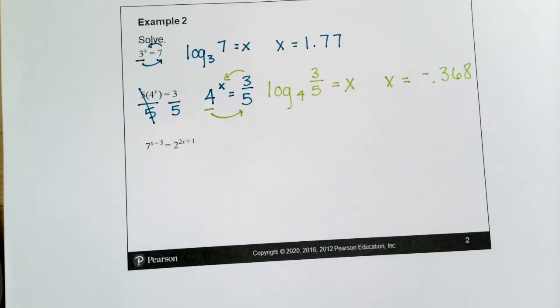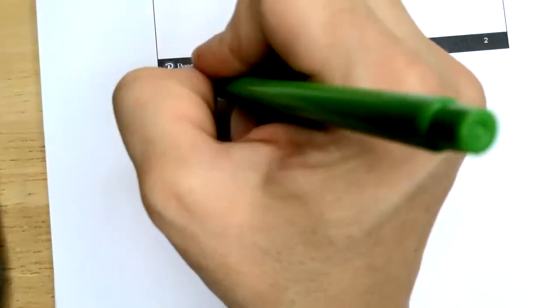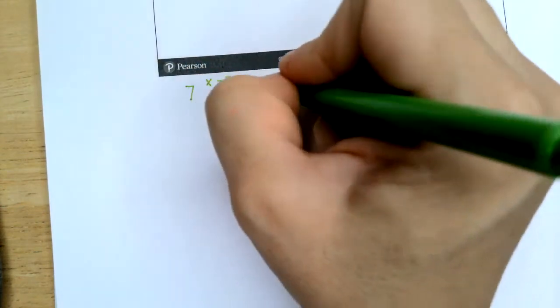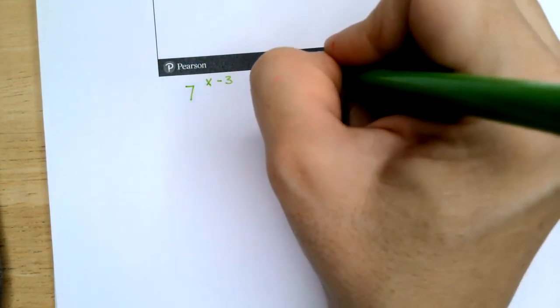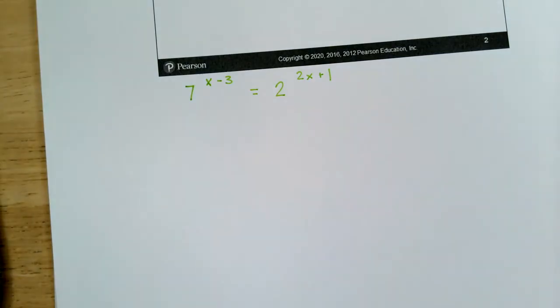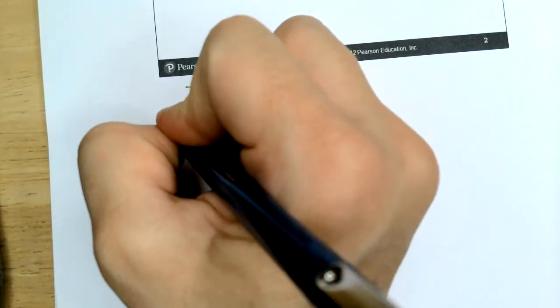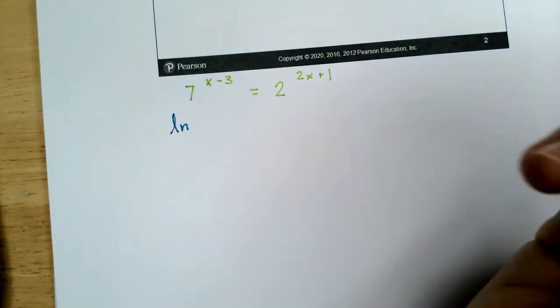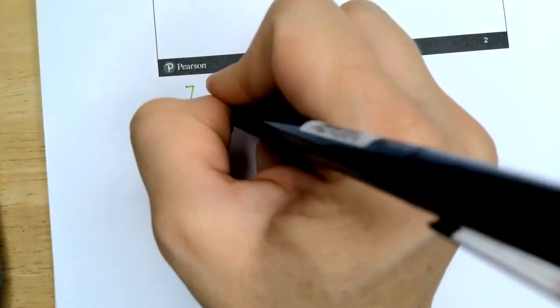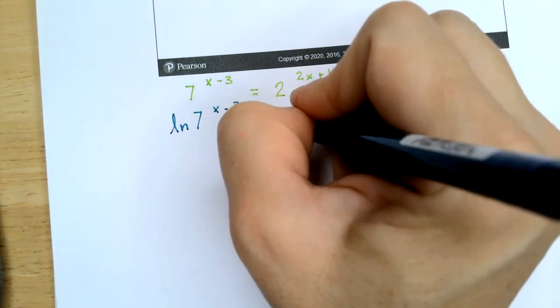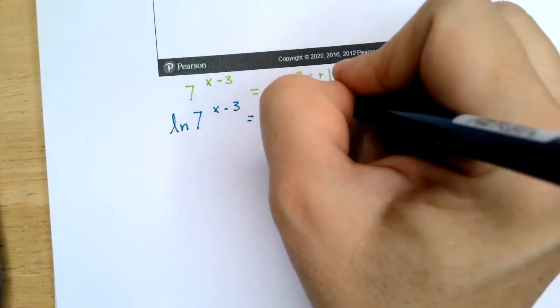It sounds crazy, but I think you'll understand by the end. So I have, and I'll just move it down here, 7 to the power of x minus 3 equals 2 to the power of 2x plus 1. And I'm going to take a log. It can be the log of anything. We tend to use the natural log, so I'm just going to take the natural log of 7 to the power of x minus 3 equals the natural log of 2 to the power of 2x plus 1.